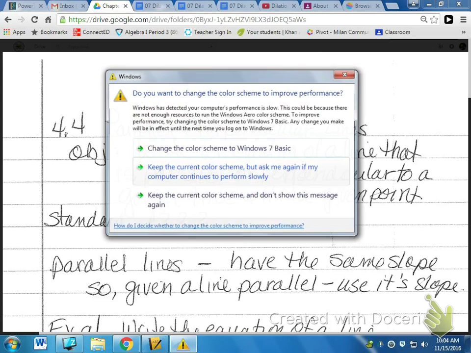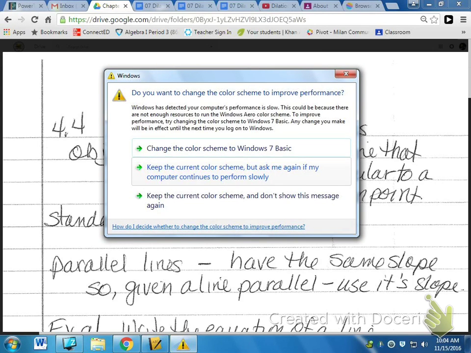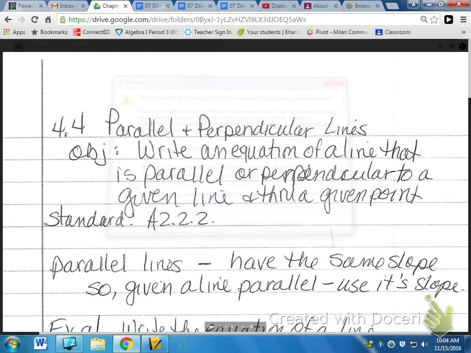This is standard A1.2.2. That must be a typo.